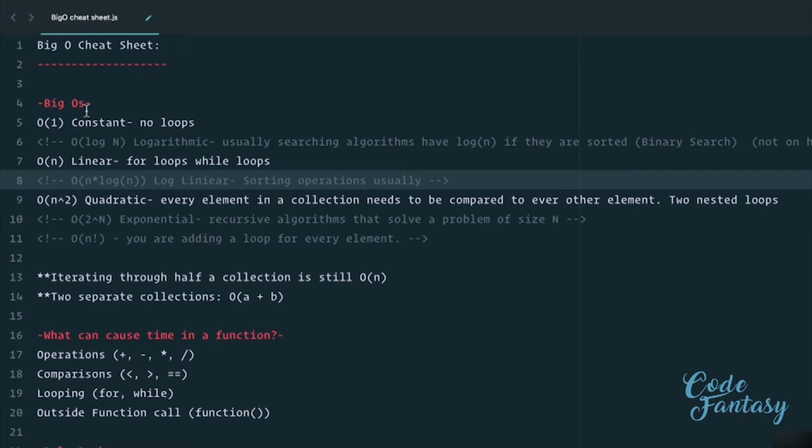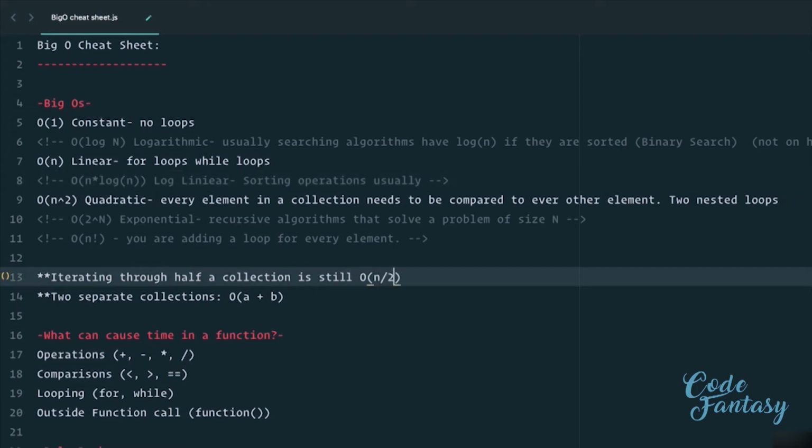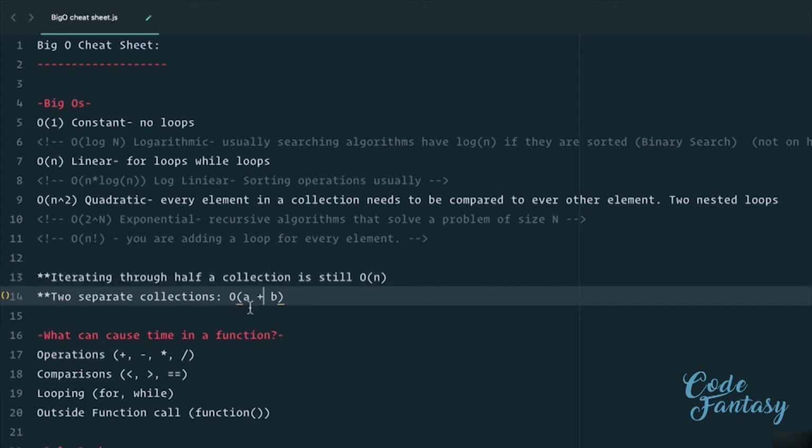Now, when it comes to Big O's, I want you to keep in mind two things. When you're iterating through half a collection, it's still O(n). Remember, n divided by 2 is, at the end of the day, n. Remember our rule book. And again, another trick that often comes up in interviews is that two separate collections should be A plus B, or if they're nested, A times B. So two separate inputs should have two separate variables in Big O notation.